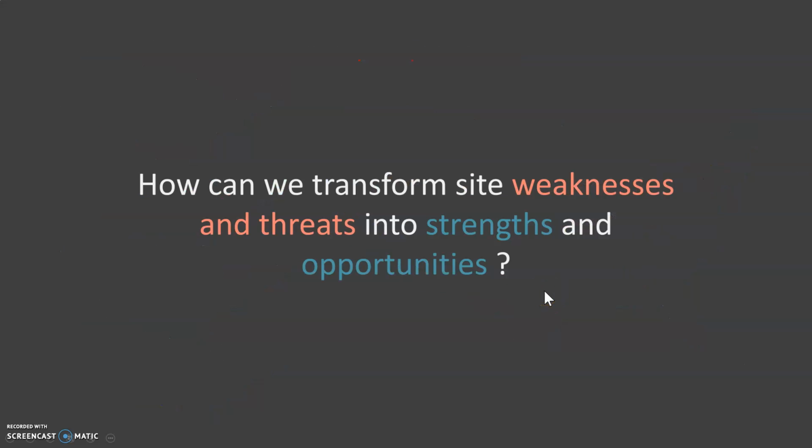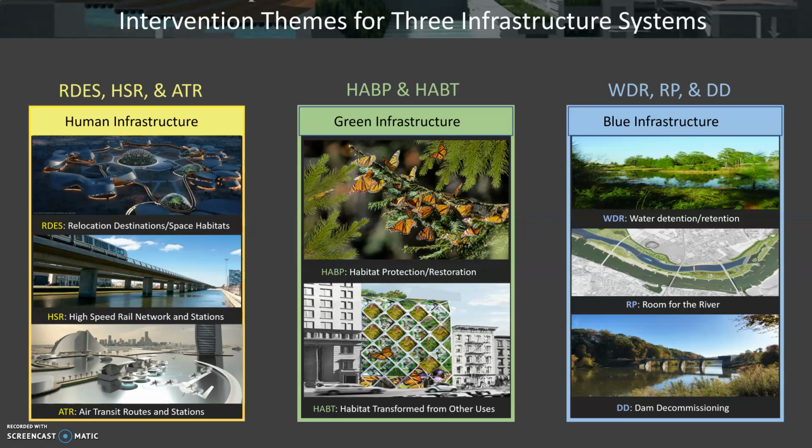So this is where interventions come in, and to organize the different intervention types and locations, we're gonna use 8 themes that are associated with 3 infrastructure systems. We're looking at blue infrastructure systems that relate to hydrology, and green infrastructure systems. We're going to be looking at primarily habitats for monarch butterflies because they're the only butterflies that migrate annually from Canada all the way to Mexico and back, and they are an indicator species for other pollinators.